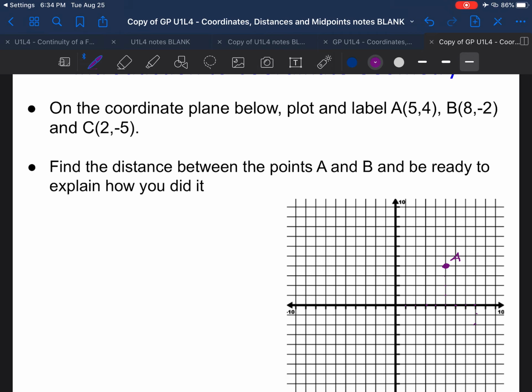So if that was 5, here's 6, 7, 8. Negative 2 is right there. That's B. And C is 2, negative 5. So there's 2. 1, 2, 3, 4, 5. There we go. That's C. Okay, the distance between A and B. All right, so this is probably our first big formula here.